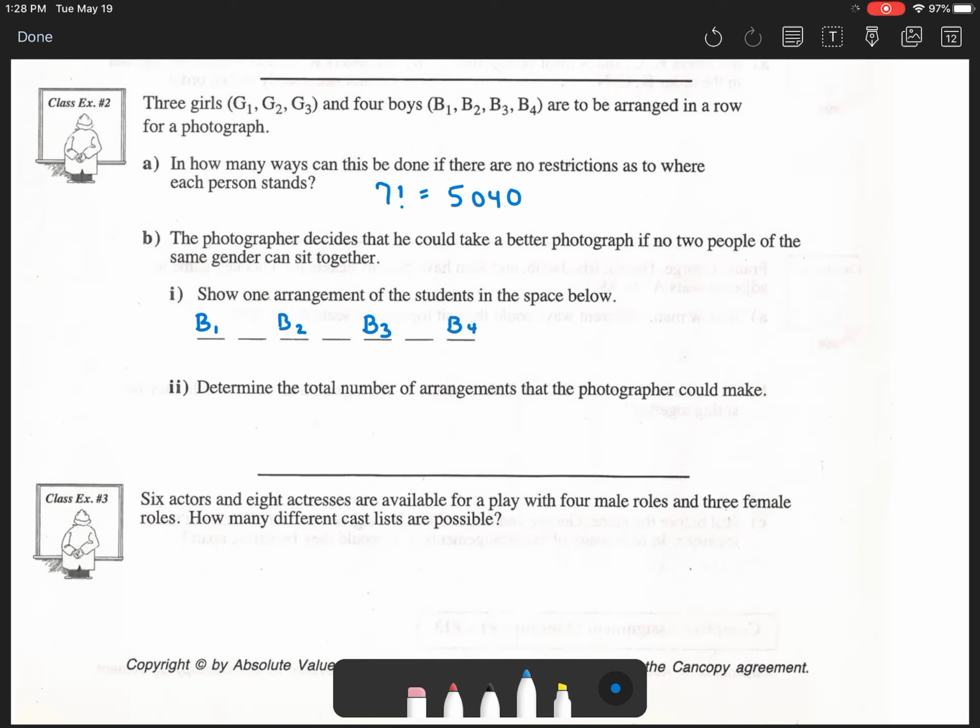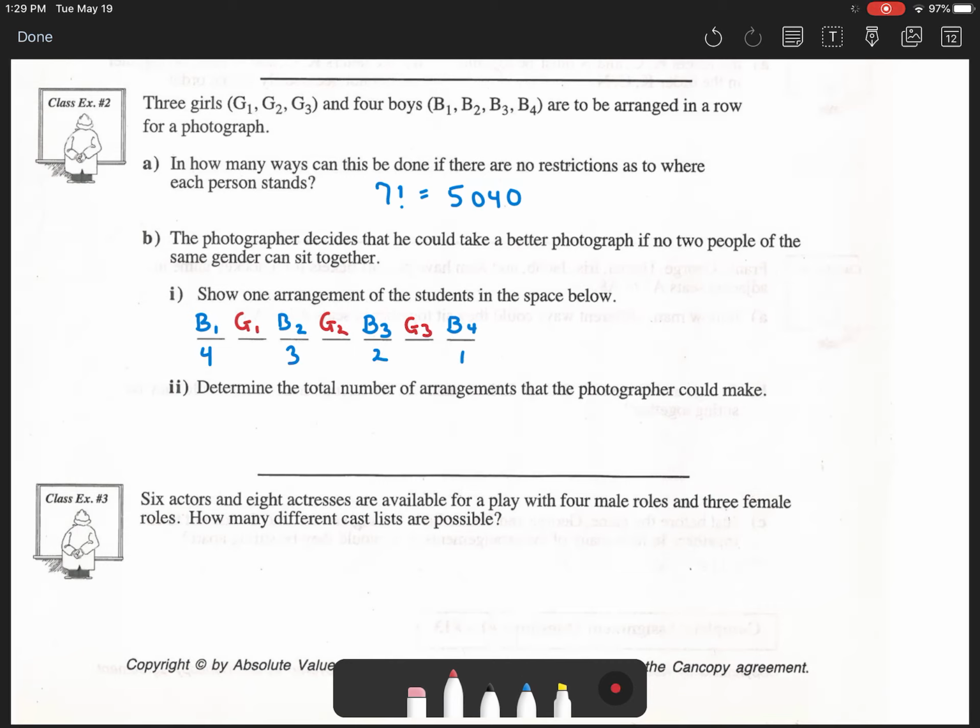Again, I have to put the boys there because there's more of them, leaving 3 spaces for the girls. So girl 1, then girl 2, and girl 3. That's the only way I can alternate gender. So determine the total number of arrangements that the photographer could take. What would the calculation look like? Well, going back up to that diagram, I would have 4 options to put in this space for a boy. Then I'd be down to 3, then 2, and then 1.